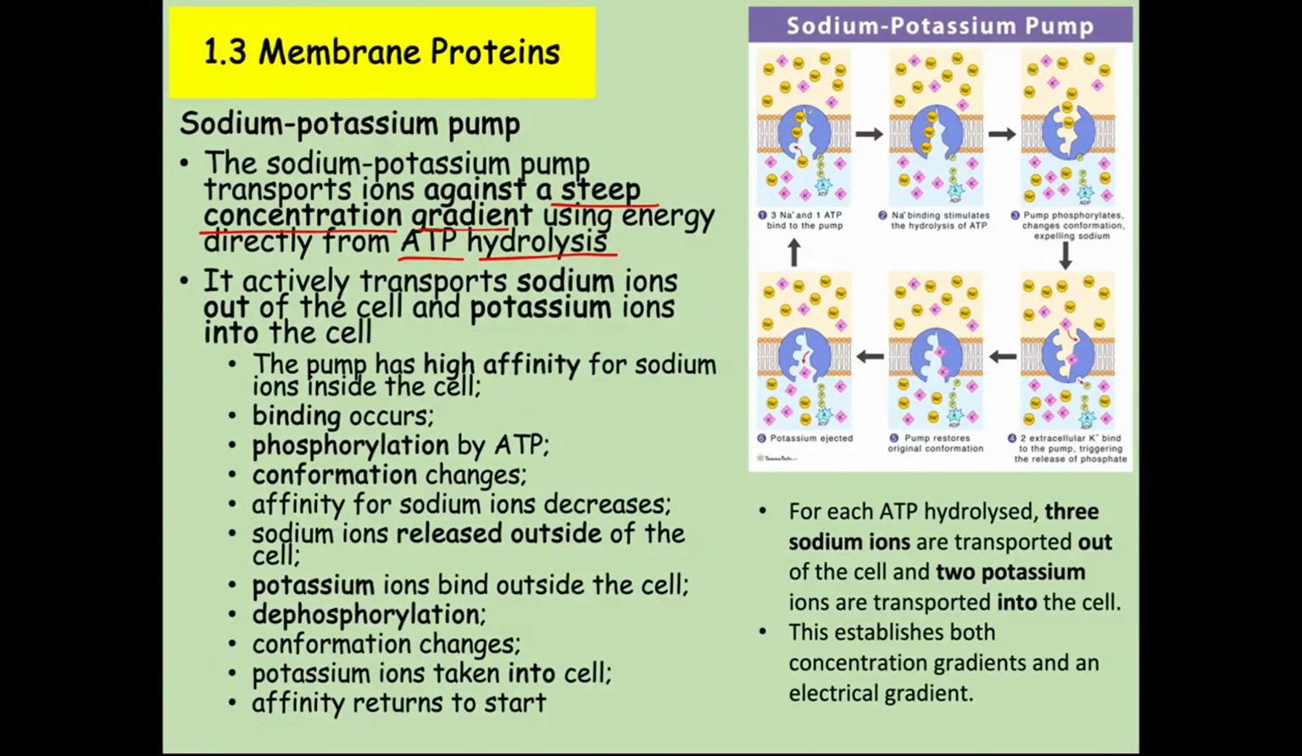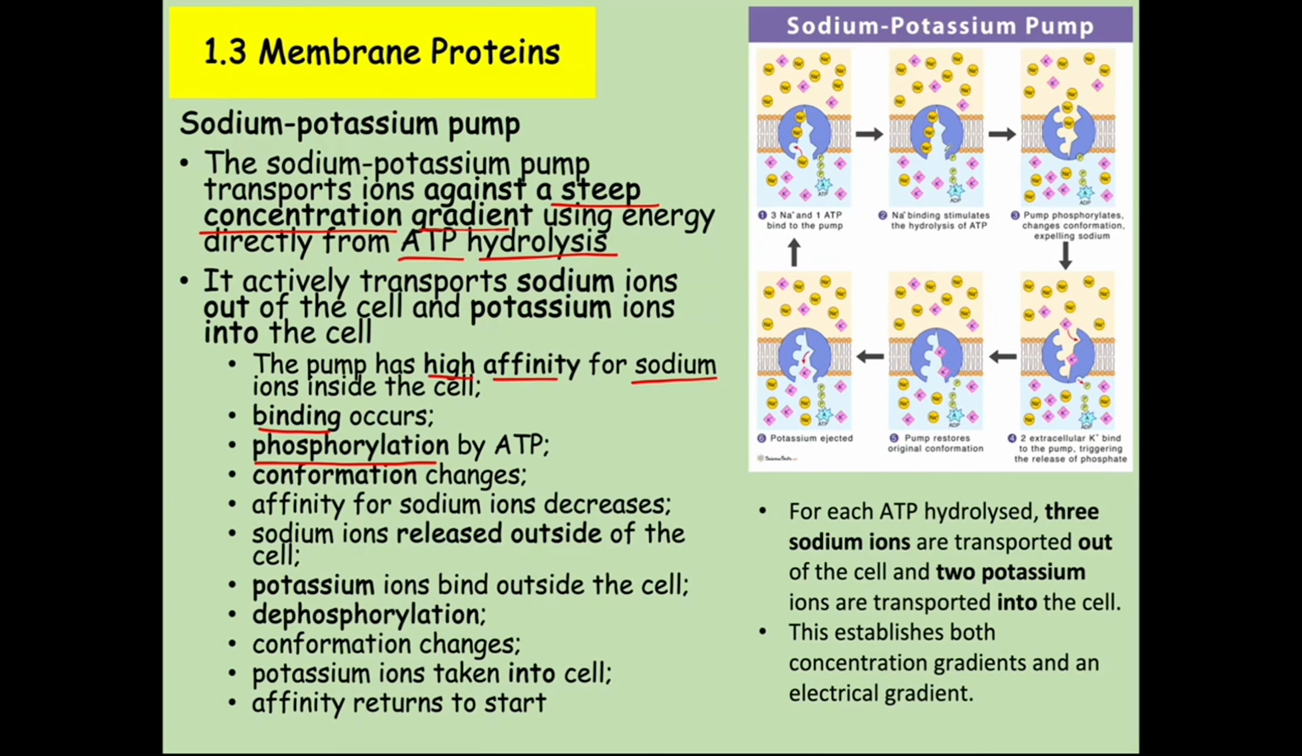So initially, if we're at stage 1 here, at this first diagram, the pump has a high affinity for sodium, okay? High affinity for sodium ions inside the cell. And we can see on the diagram, sodium is binding here to its binding site on the inside of the cell membrane there, okay? Then, once the sodium has bound, okay, so binding occurs, we will phosphorylate the protein by adding a phosphate, this little phosphate here, which we get from the hydrolysis of ATP, okay? So we phosphorylate the protein from ATP using that phosphate from the ATP.